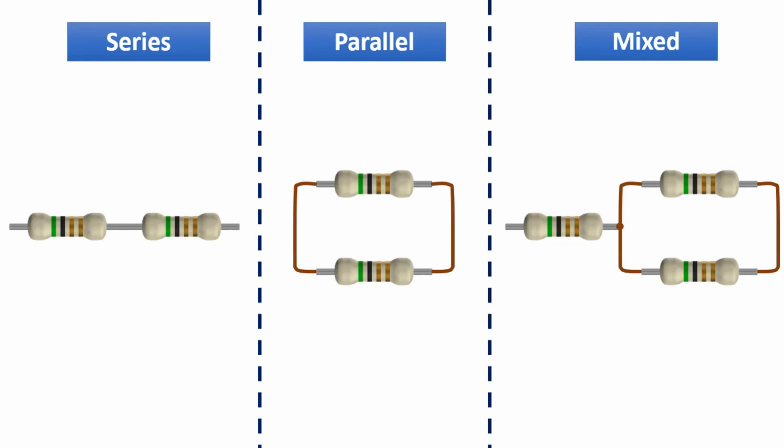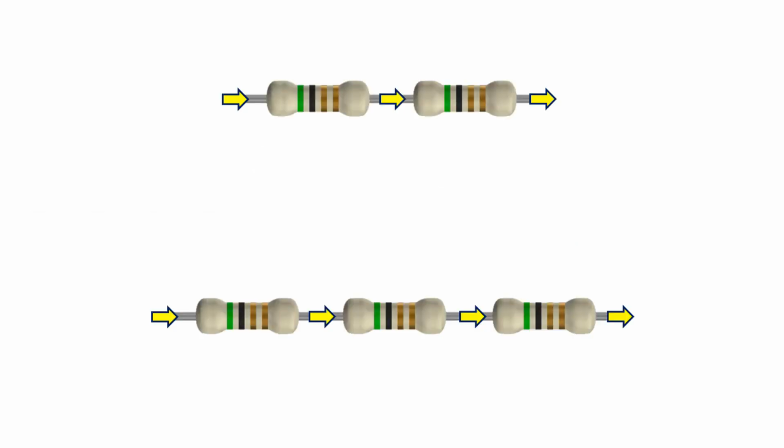In this tutorial, I will show the most basic connection, the serial connection. Later, there will be videos where I will explain parallel and mixed connections. A serial connection happens when we connect components side by side. There is only one path through which electrons can flow in this connection. Thus, the same current flows through all circuit elements connected in series.